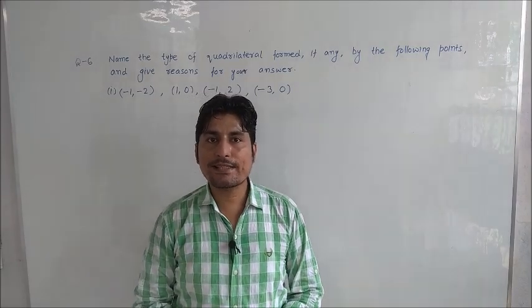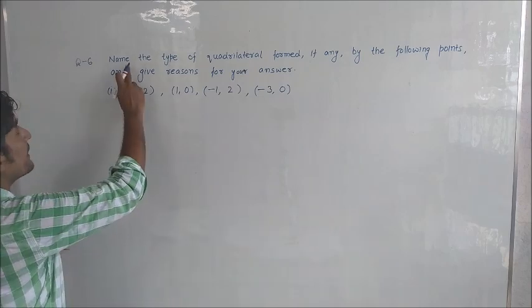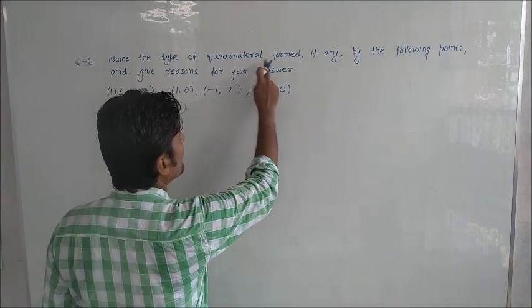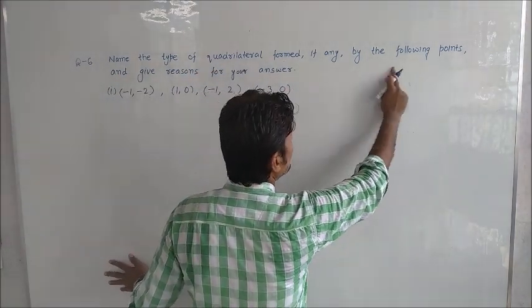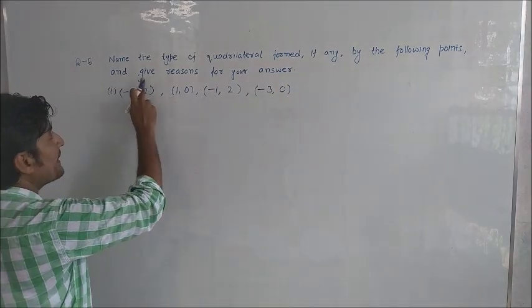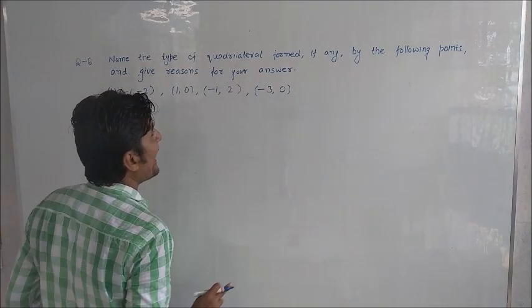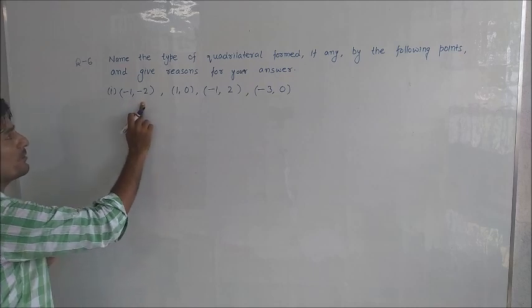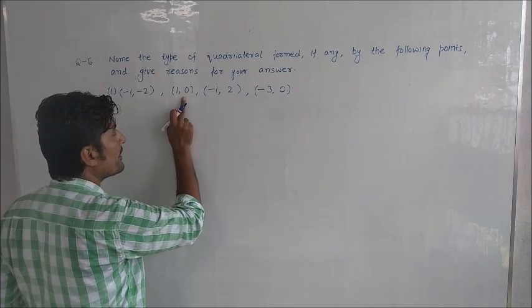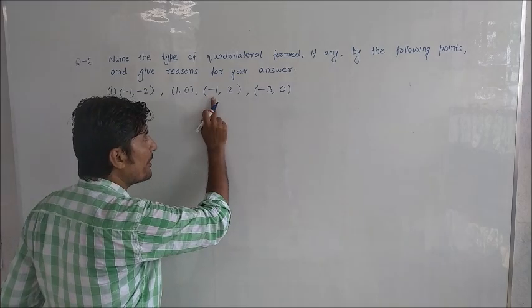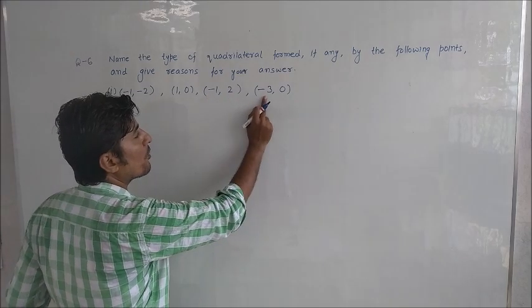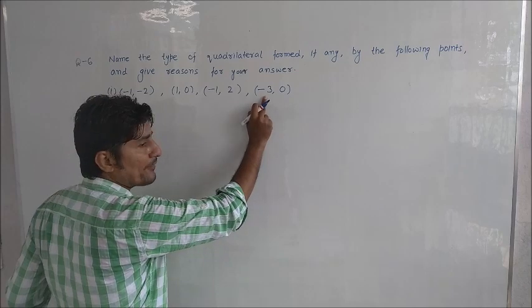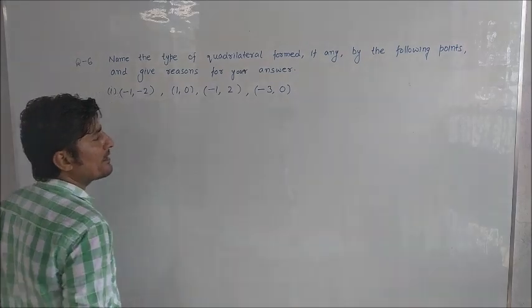Question number 6 of the same exercise. Name the type of quadrilateral formed, if any, by the following points and give reasons for your answer. The coordinate of the very first point is -1, -2. Coordinate of the second point is 1, 0. Coordinate of the third point is -1 and 2. Coordinate of the last point, that is the fourth point, is -3 and 0.